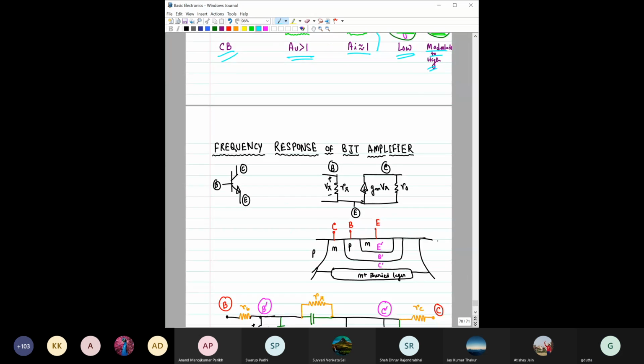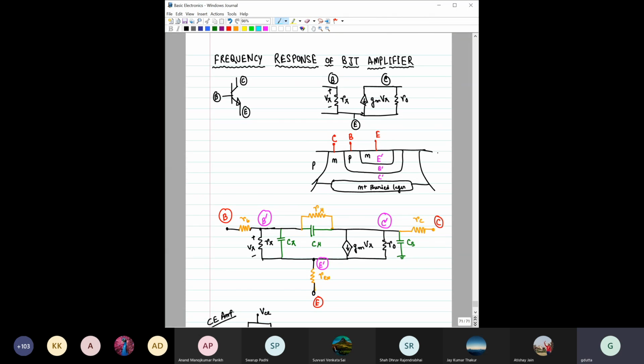Now the frequency response of this bipolar junction amplifier, it should have been finished by this time. See, this frequency response means so far for this bipolar junction transistor, we have used this hybrid pi model, which is something like this, right? It is base, emitter, collector, R pi, GM, V pi, R naught, right? A couple of things we have not considered here.